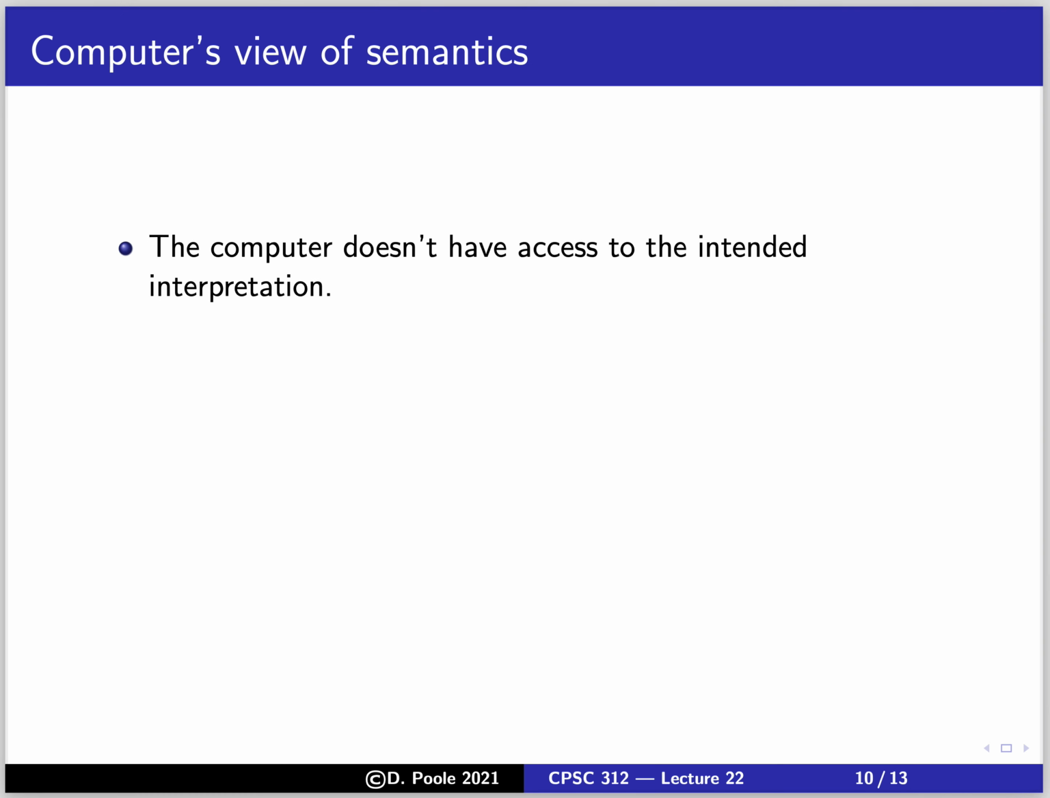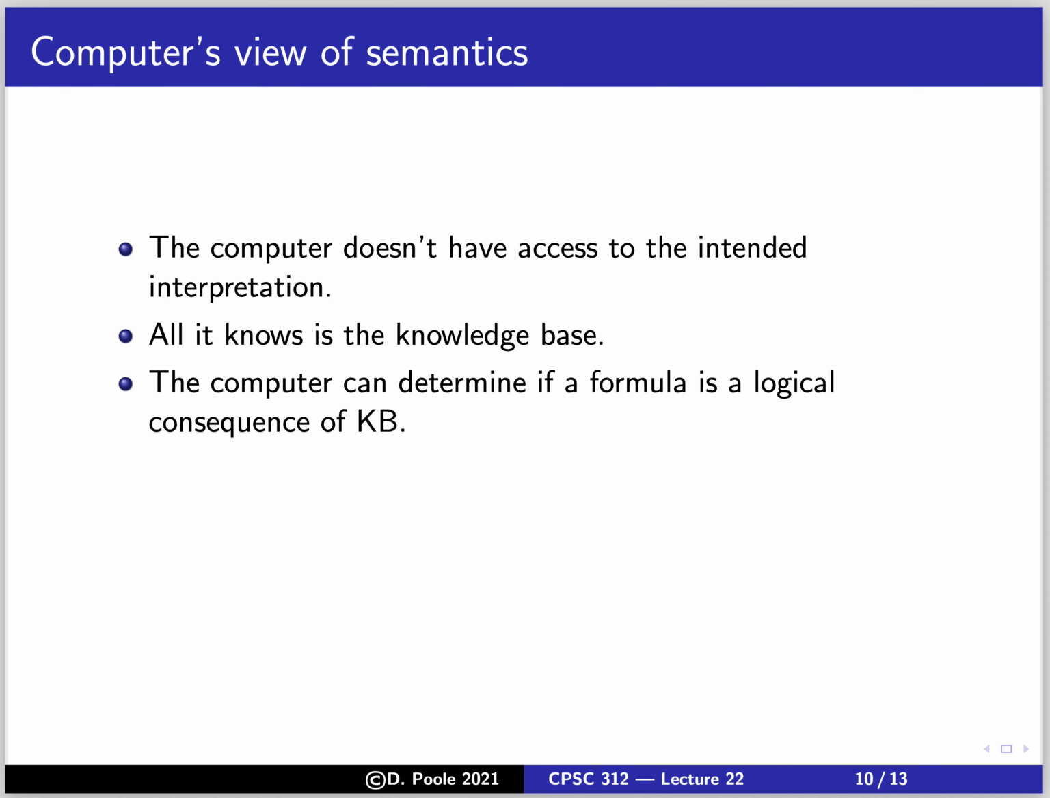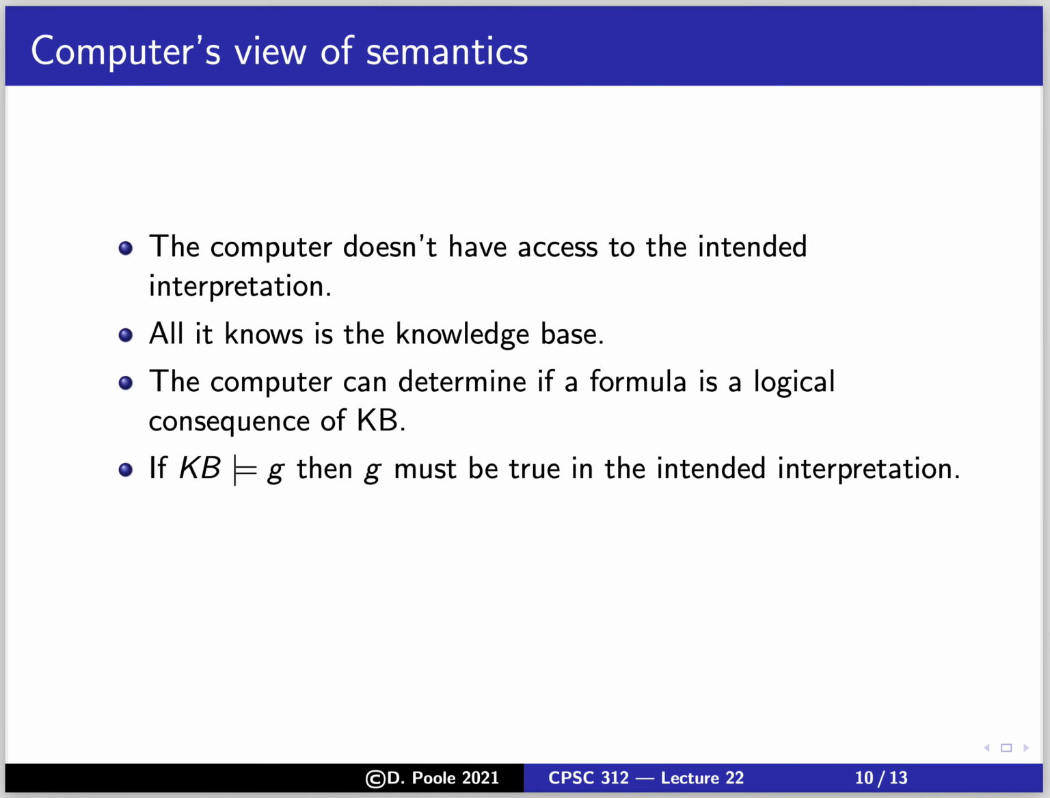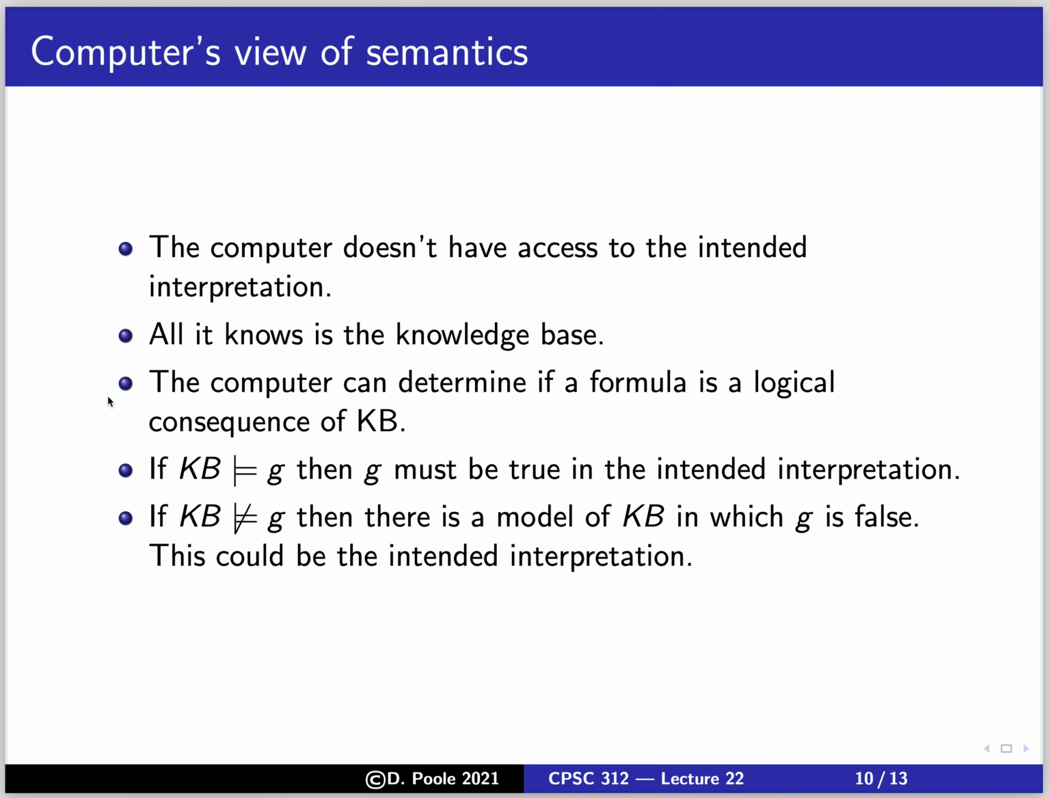All right. The computer's view is the computer doesn't know what the intended interpretation is. All it knows is the knowledge base. And the computer can determine, however, if a formula is a logical consequence of the knowledge base. And we know that if the knowledge base entails G, then G must be true in the intended interpretation. If the knowledge base doesn't entail G, then there is a model of the knowledge base in which G is false. And this, as far as the computer is concerned, could be the intended interpretation. So you can't conclude whether it's true or not.